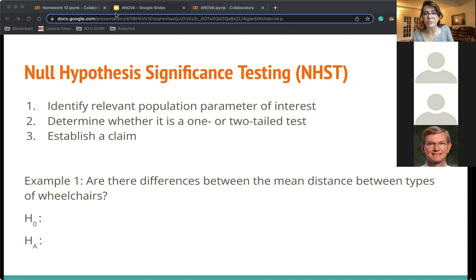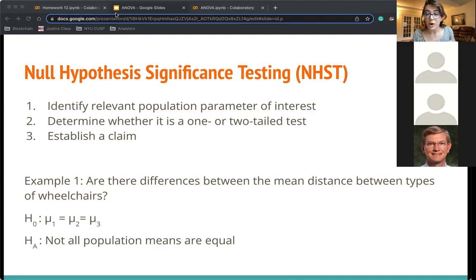But if we had to frame this question of, are there differences between the mean distance traveled between types of wheelchairs, we would want to set this up as saying the mean distance between category 1, category 2, category 3 of wheelchair types, all the means are equal. That would be our null hypothesis. And then we would run our experiment to see if the average distance traveled between the 3 category types are statistically significantly different from each other, where that would provide evidence for us to reject the null hypothesis.